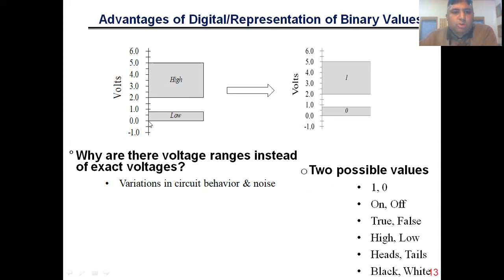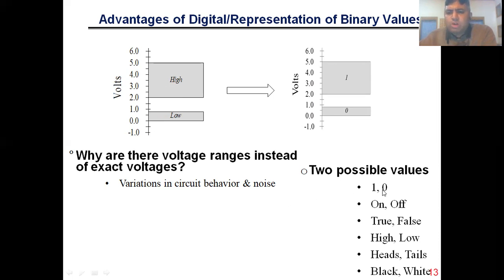Similarly, in the logic low state or logic zero state, we can say from 0 volt to 0.7 or 0.8 volt, we can define this range as logic 0. So there is some tolerance range in logic 0 as well. We are not defining exact 0 as logic low. We are giving it some tolerance of variation which is present in a digital circuit, or in such circuits which are providing us these logic levels.